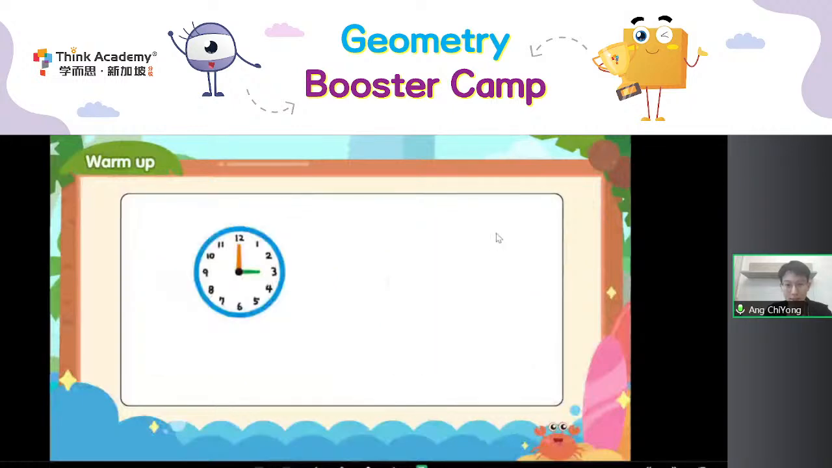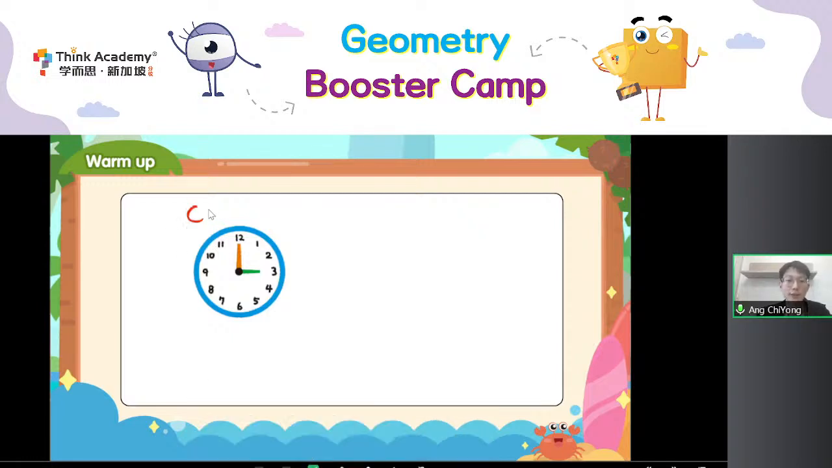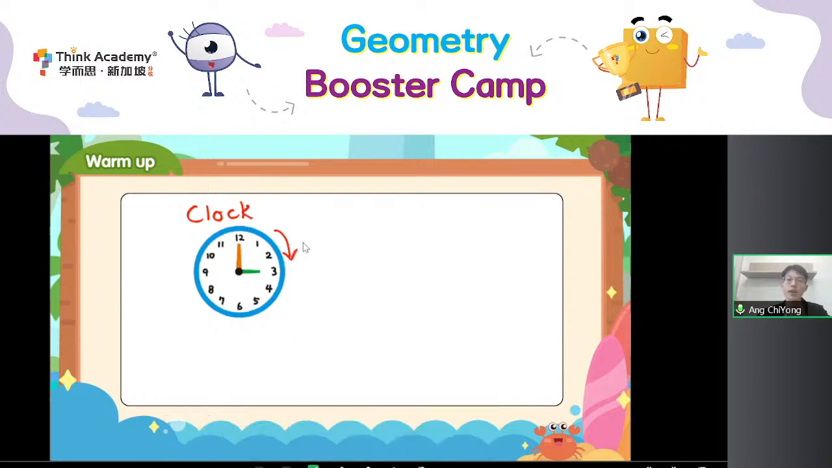Before that, do you know what's the name of this thing? This is called a clock. I think some of you have this in your house. Where do the hands move? How does it move? It moves this way, right? Tick tock, tick tock. If you look closely at your clock, it should move this way.